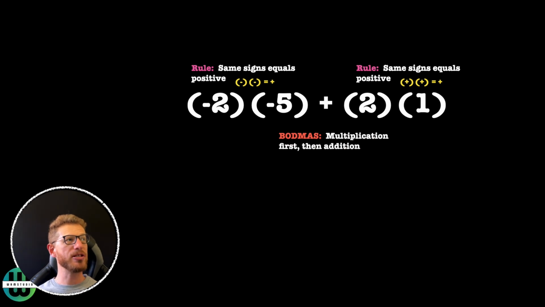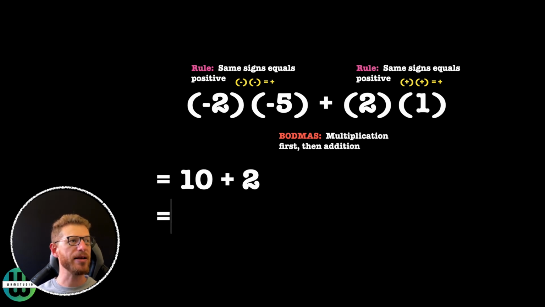So now I'm just going to apply BODMAS. I'm going to multiply first, and then I'm going to add. So negative 2 times negative 5 is positive 10, plus 2 times 1, both positive, is positive 2. And now I have 10 plus 2, and I add, and that equals 12.